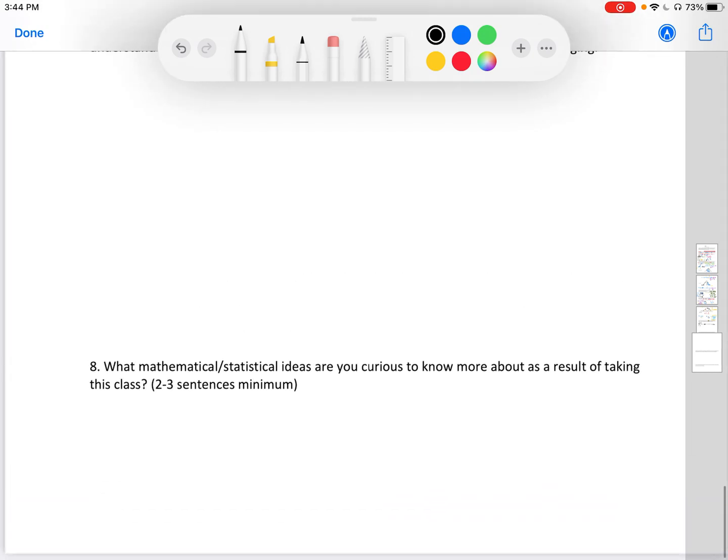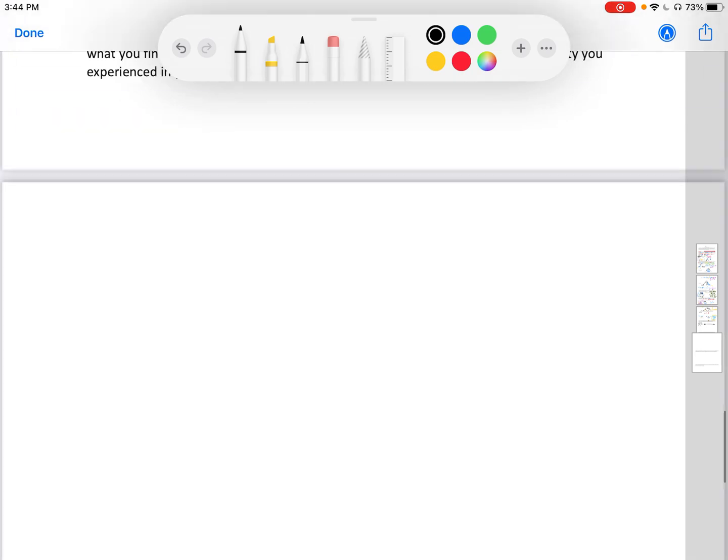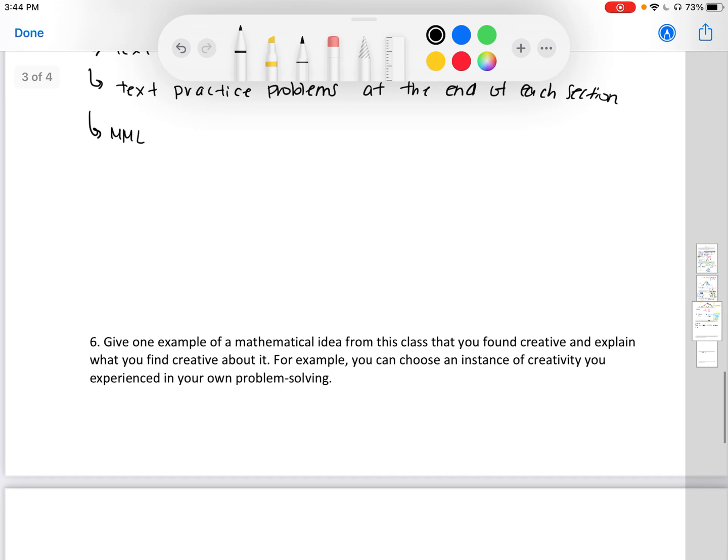Lastly, what mathematical statistical ideas are you curious to know more about as a result of taking this class? 2 to 3 sentences minimum. And for all of these questions, these open response questions, I do want some explanation.